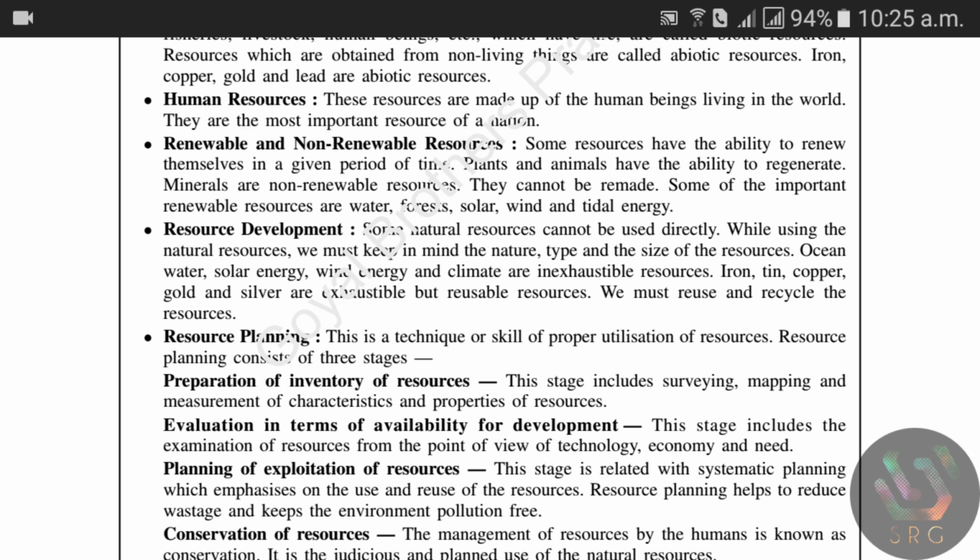Yep, they're going to renew. That means when you use them, they will at first end up being no more, but later on they will be replenished. But some cannot be replenished, like petrol or diesel. They cannot be remade anyways.